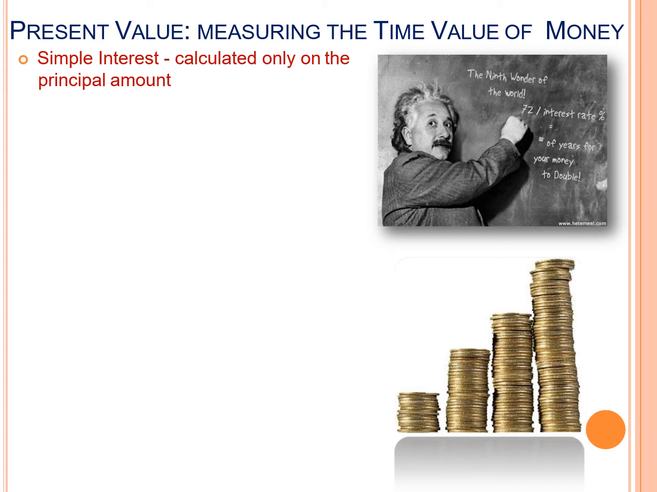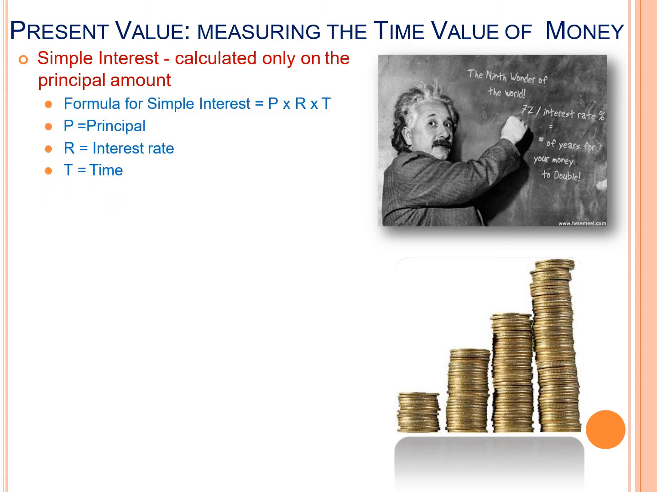Simple interest is when an investment only gains interest on the principal. Okay, and the principal does not mean Miss Hardy. Principal means the amount of money initially invested. So the formula for simple interest is just the principal times the interest rate times the amount of time, right? So for example, $100 times 5% times 5 years. So essentially it's only the principal that's generating the interest.